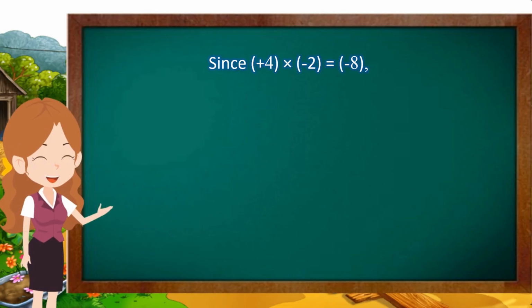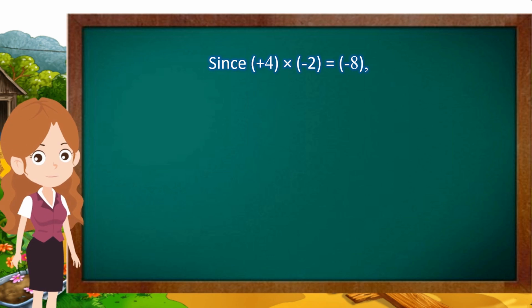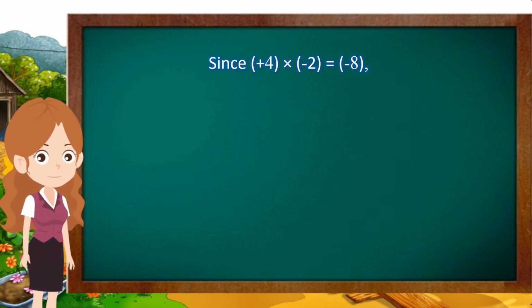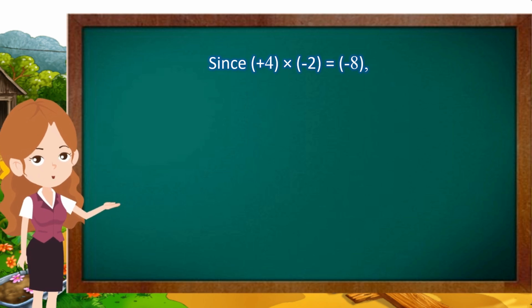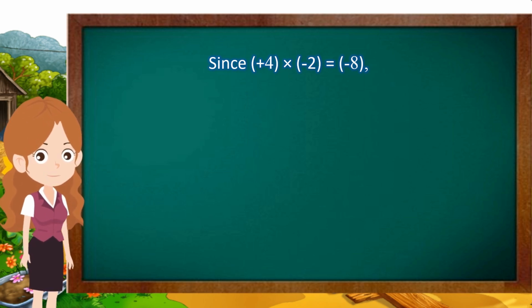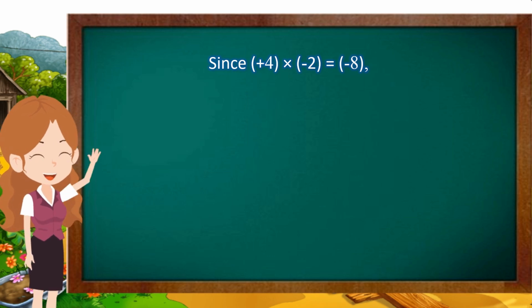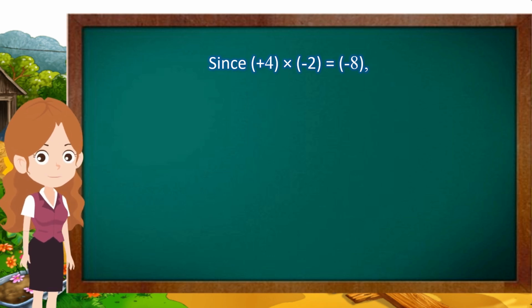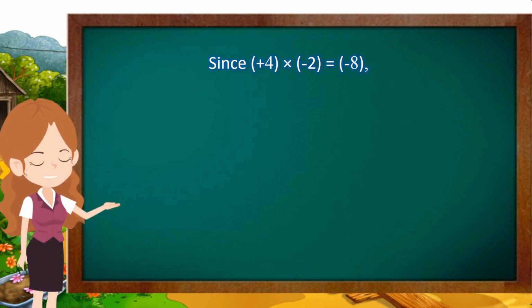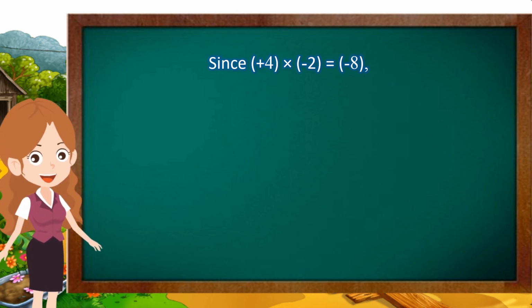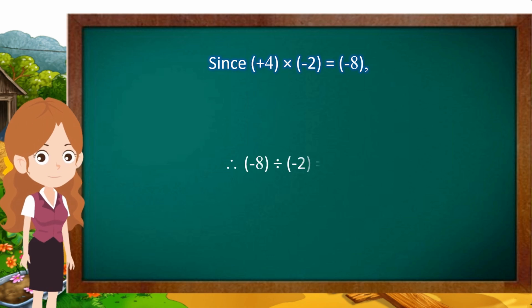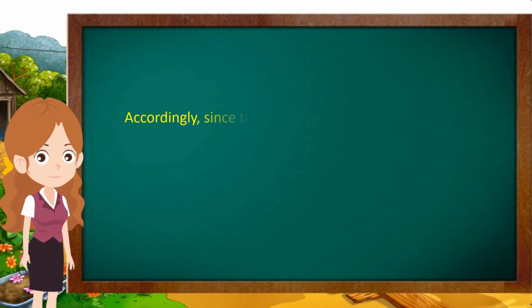Now, we find the value of minus 8 divided by minus 2. When plus 4 is multiplied by minus 2, the answer is minus 8. My dear children, we know that since the inverse of multiplication is division, when minus 8 is divided by minus 2, the answer should be plus 4. Then, my dear children, since the signs of these two numbers are the same, when minus 8 is divided by minus 2, the answer becomes plus 4.